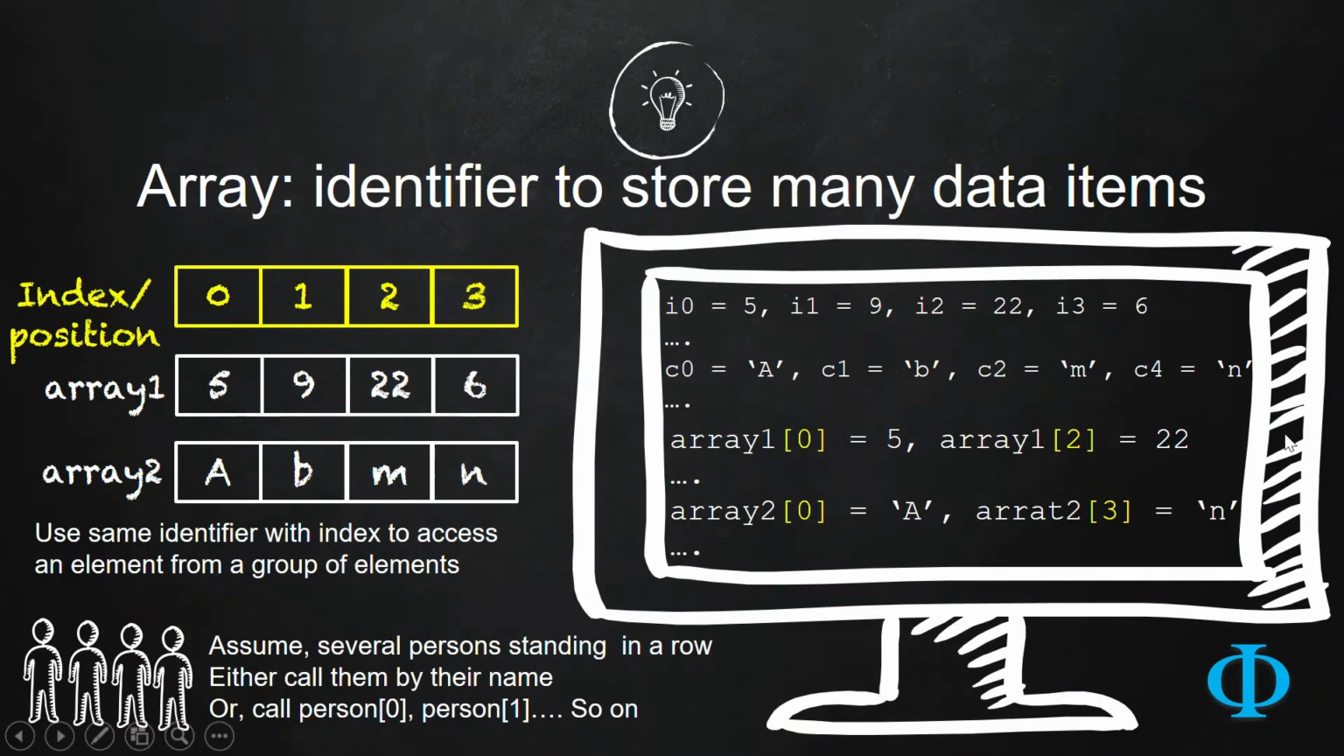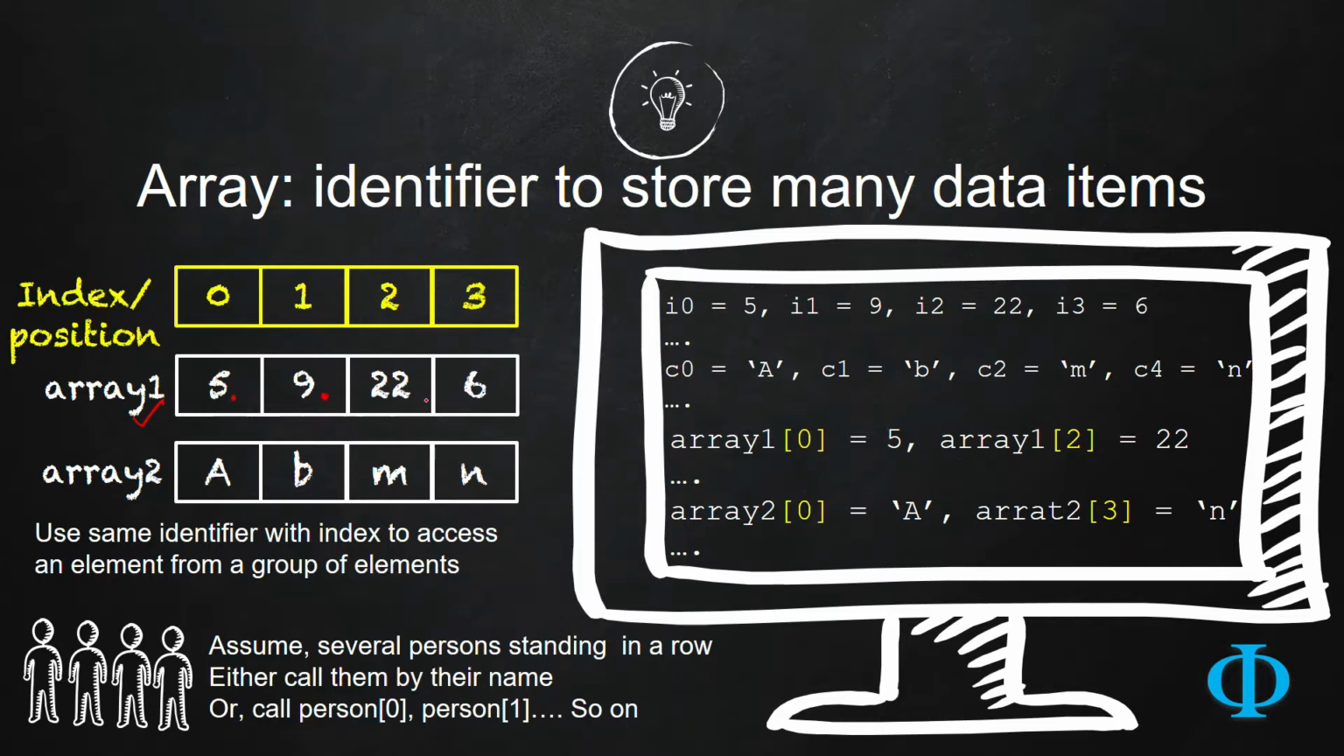So what is an array? An array is basically an identifier that can store many data items under the same variable name. Now, whenever we are talking about storing many data items inside the same variable name, you can understand that the variable name alone is not enough to identify each of these items.